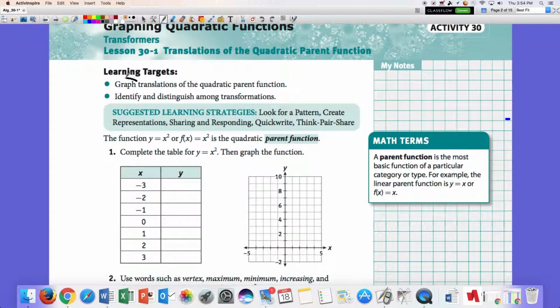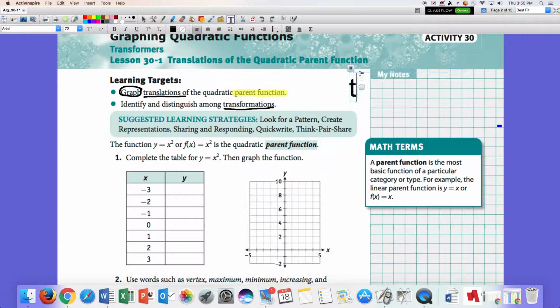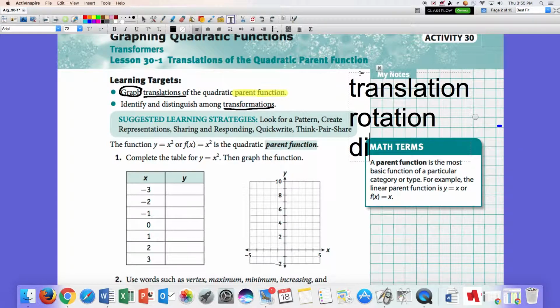So today we're going to be graphing translations of the quadratic parent function. We'll talk about what that is in just a second, and be able to identify and distinguish among transformations. So right now we know transformations as a translation, rotation, dilation, and a reflection.